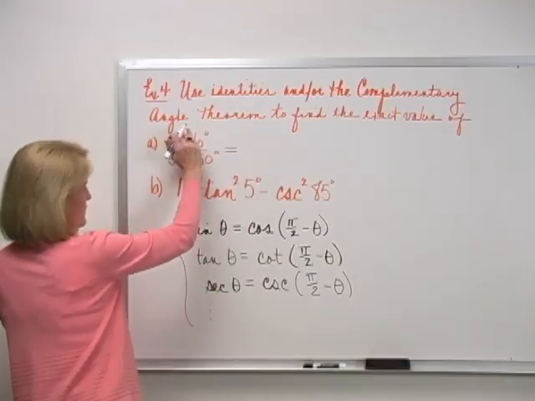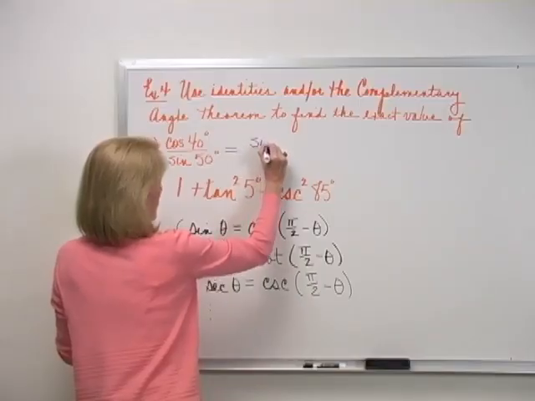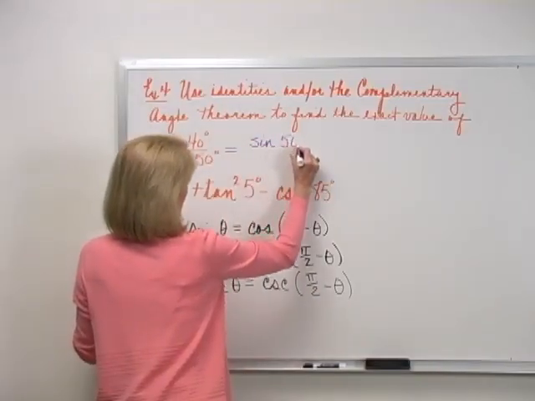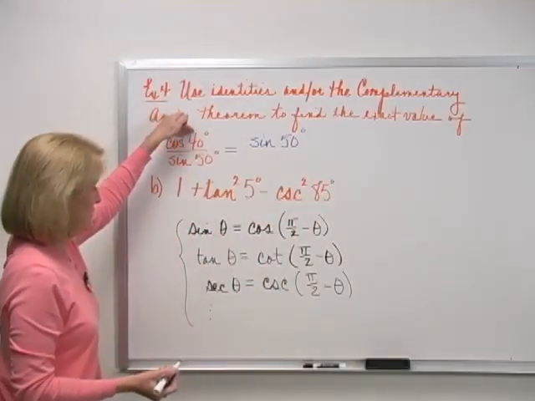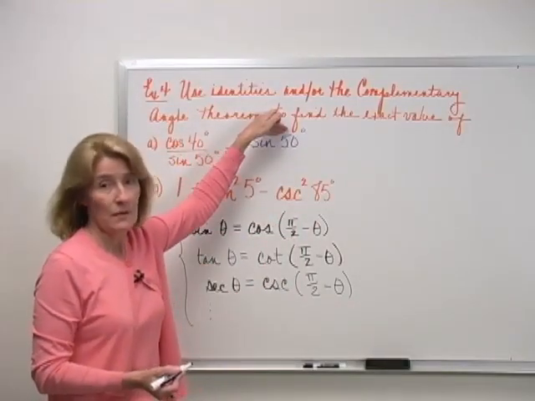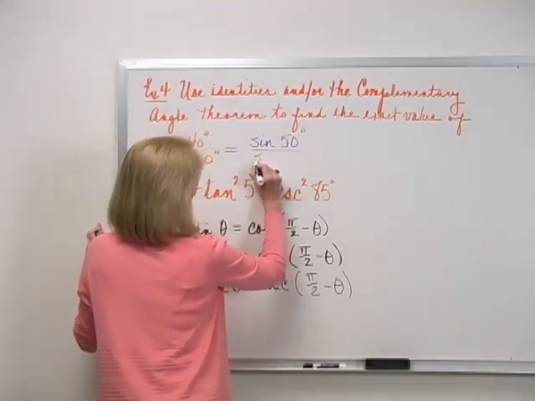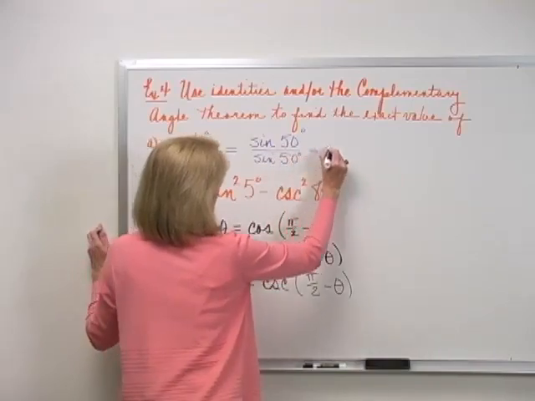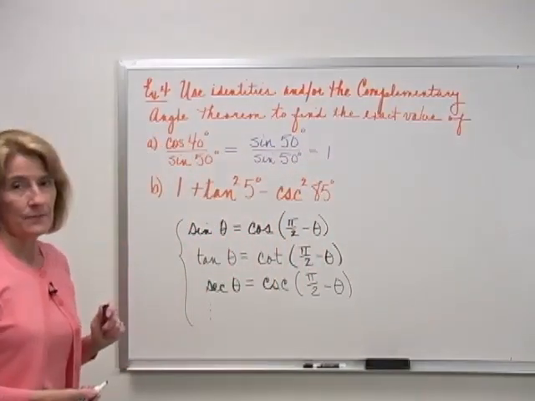Let's go with the numerator. So the cosine of 40 degrees is equal to the cofunction of the complementary angle. And that's because if this angle is theta, then this angle is 90 degrees minus theta. And then we copy over the denominator, and immediately we see that what we have here is equal to 1. All right, let's look at B.